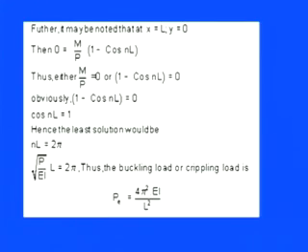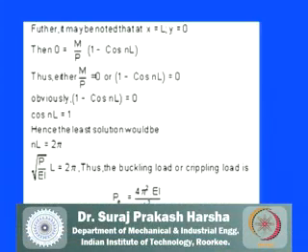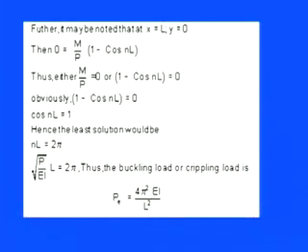So when both ends are pin joints, we have π²EI over L². When one end is free and one end is rigidly fixed and the load P is applied, the crippling load is π²EI over 4L². But when both ends are rigidly fixed, we have Pe equal to 4π²EI over L². Now we are going to discuss what will happen when one end is a pin joint and the other end is free.